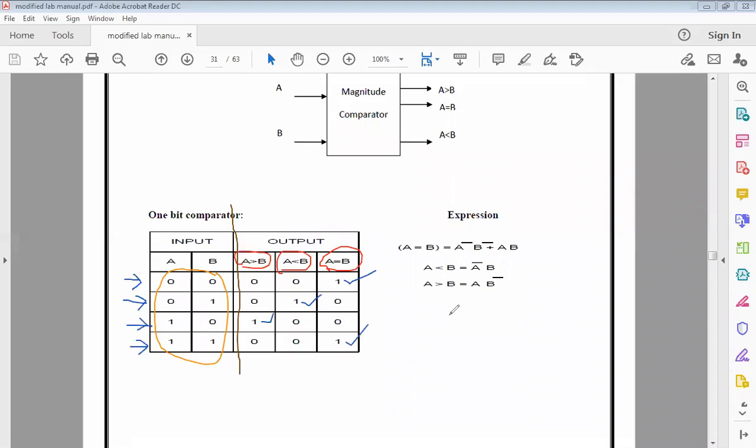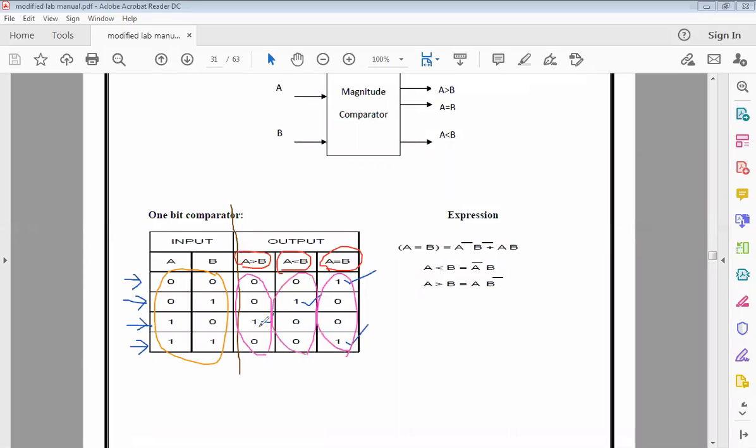Any confusion, students, as to how we got this truth table? No, sir. Is it clear? Fine. So now we have the values here. Once we have these values, we will use them for developing our K-map. These values will be used separately: A less than B, A greater than B, and A equal to B. These values will be put in the K-map.